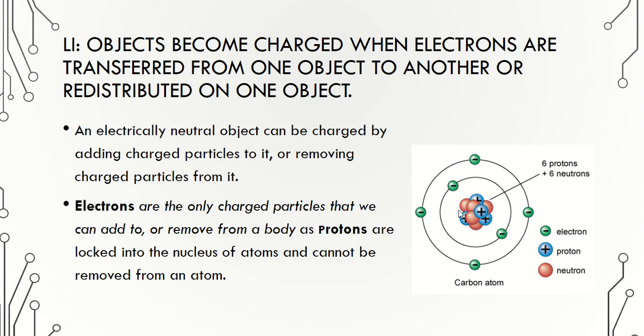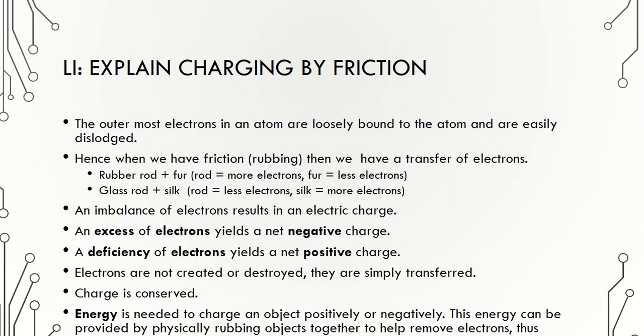A positively charged atom is called an ion. And if we were to gain more electrons, we would have a net negative charge. So our atom would be negatively charged. So electrons are the only ones that we can remove. So they actually cause things to be positive or negatively charged. So we're going to use this idea of electrons transferring, okay? Because objects become charged when electrons are transferred from one object to another or redistributed on an object.